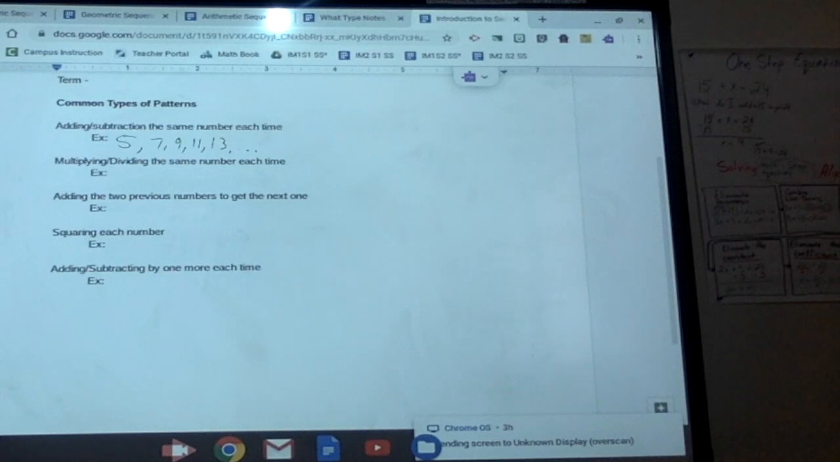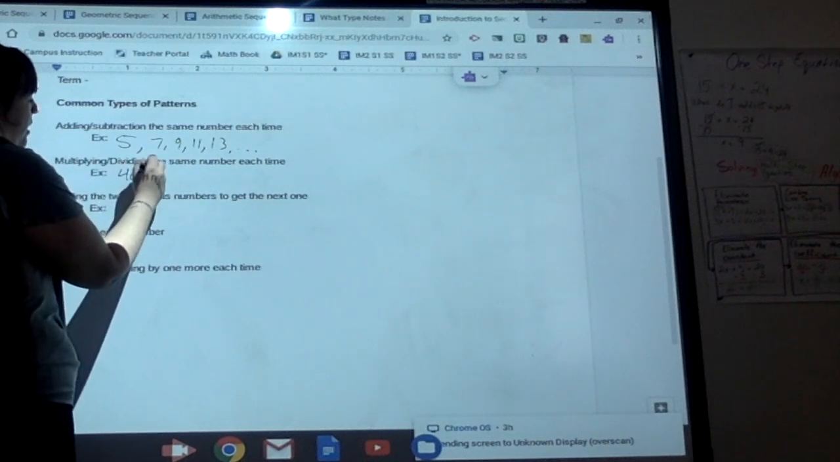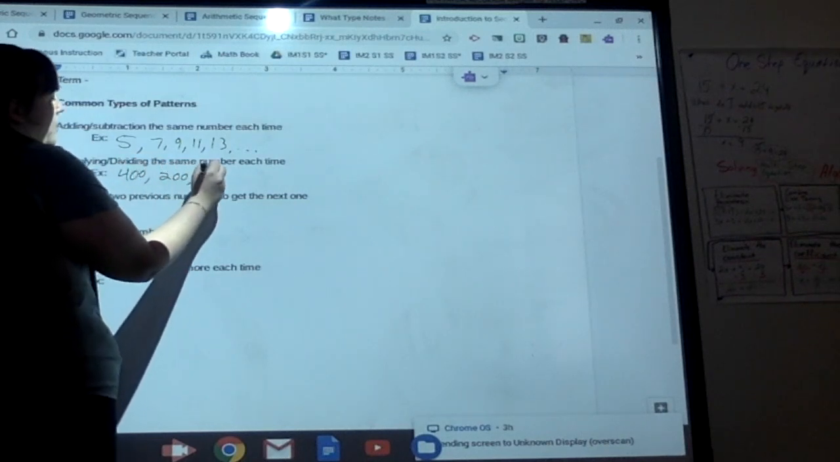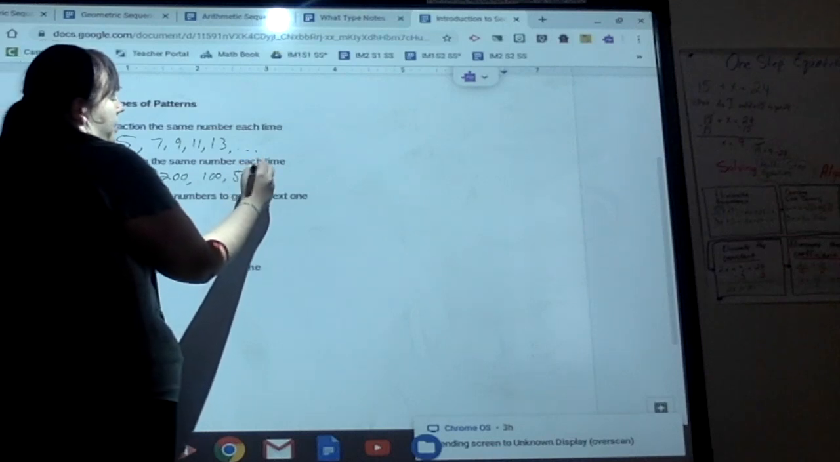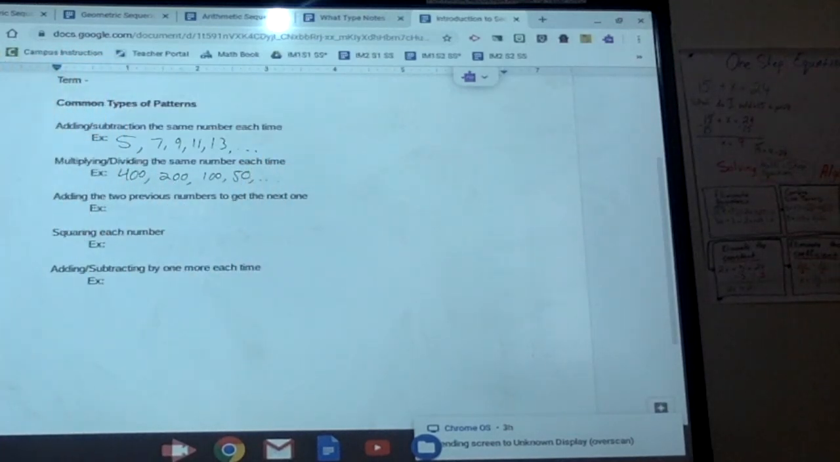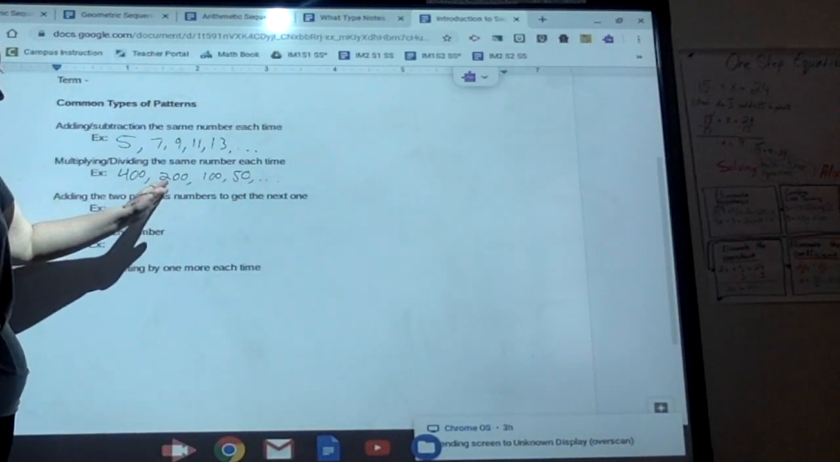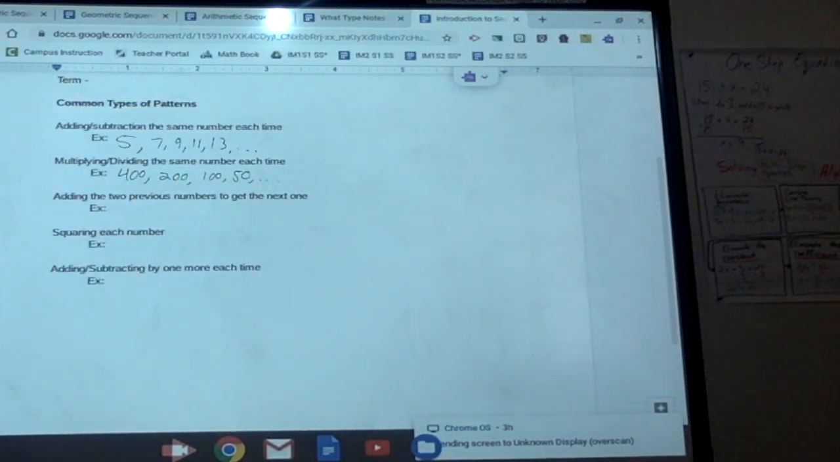There's also a type of pattern where you can multiply or divide by the same number each time. For example, let's say I start with 400, then I get 200, then 100, then 50. In this situation, I'm dividing by 2, cutting it in half each time. And so that is this type of pattern.